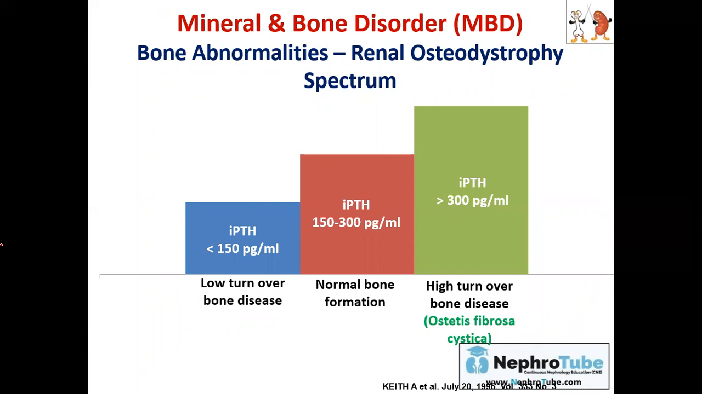You may find normal bone formation in our patients if the PTH of the patient is between 150 to 300. Although these numbers have some modification that was published in the recent KDIGO guidelines. But actually, between 150 and 300 picogram per ml PTH, we find normal bone formation in our patients. Actually, this is higher than the normal PTH level.